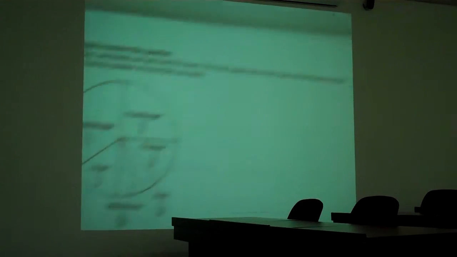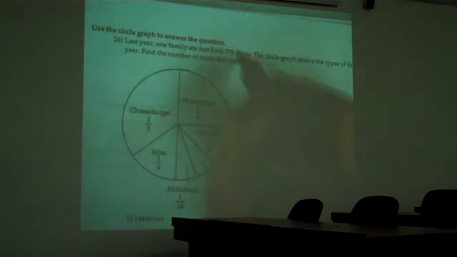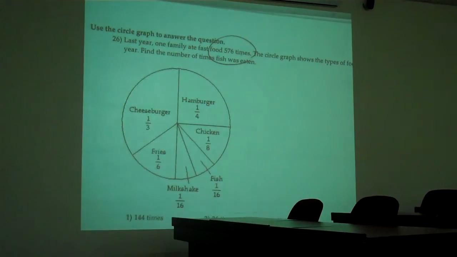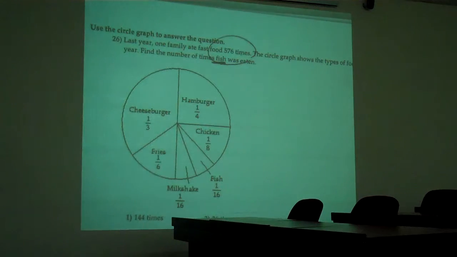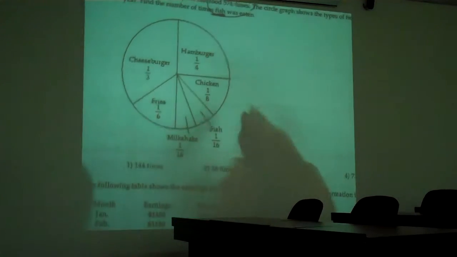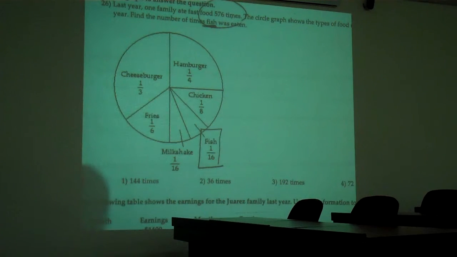Okay, 26, we have a circle graph. It says last year one family ate fast food 576 times. You need that number. The circle graph shows the types of food eaten for the year. Find the number of times fish was eaten. Fish is 1/16 of the time. So how are you going to find out how many times that is?